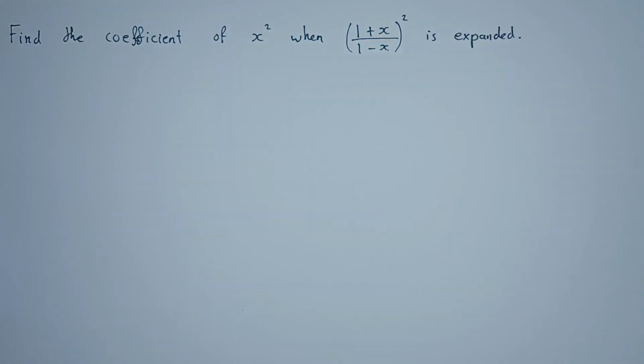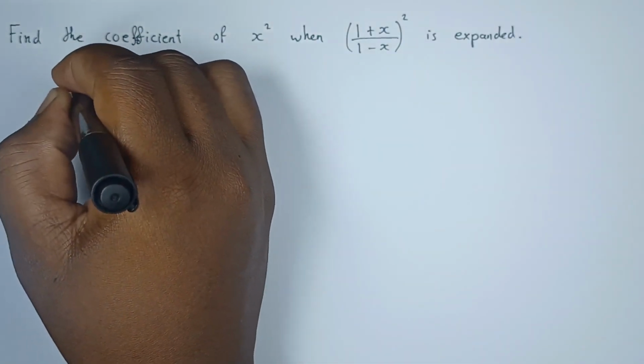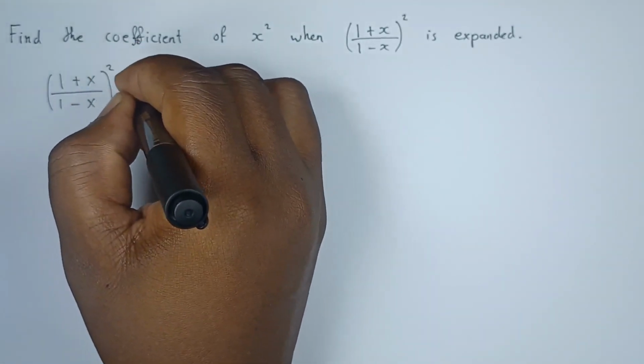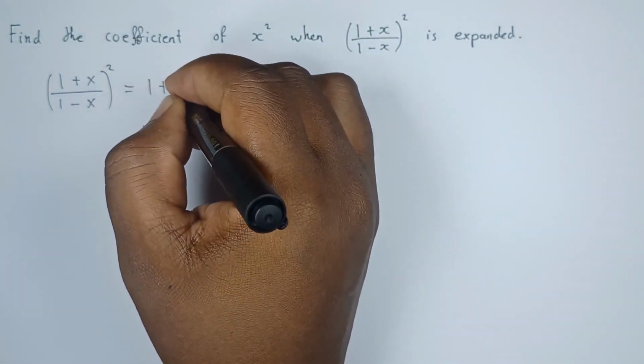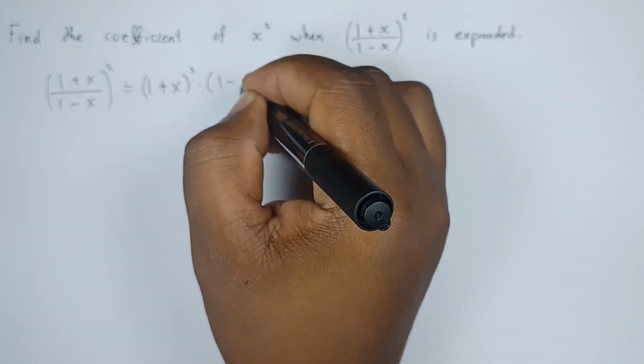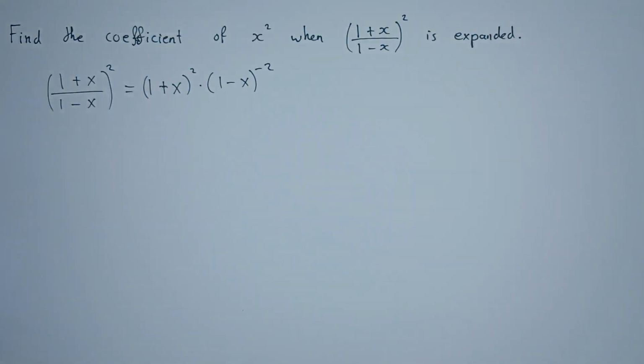Find the coefficient of x squared when (1 + x)/(1 - x) to the power 2 is expanded. Okay, so the first thing we're going to do is rewrite this. What we have is (1 + x)/(1 - x), raised to the power 2. So this can be written as (1 + x) raised to the power 2 times (1 - x) raised to the power negative 2.